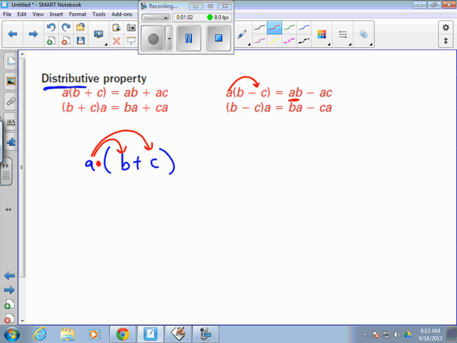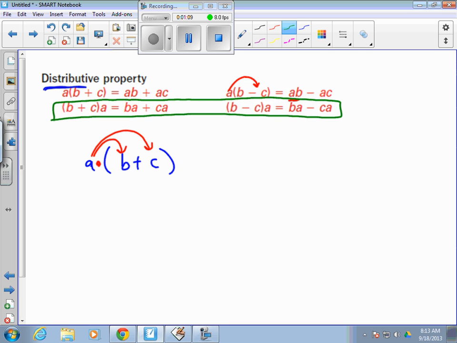The second set is the part everybody kind of forgets about when it comes to the distributive property. Most people are good on the distributive property, but if it falls after the parentheses, like B plus C times A, you still distribute it to both terms. You still multiply A times B and A times C, and it winds up being the same thing as above. BA plus CA, and the same thing with subtraction, BA minus CA.